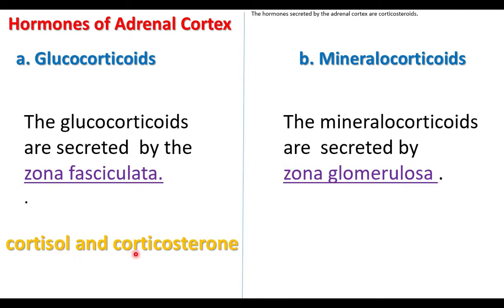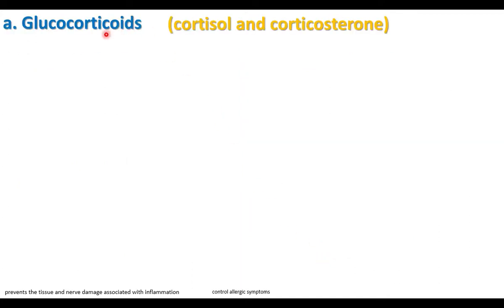Cortisol and corticosterone are glucocorticoids. They are secreted by zona fasciculata. Mineralocorticoids are secreted by zona glomerulosa. Example for mineralocorticoid is aldosterone. Glucocorticoids, example cortisol. Now let us see the functions of glucocorticoids.